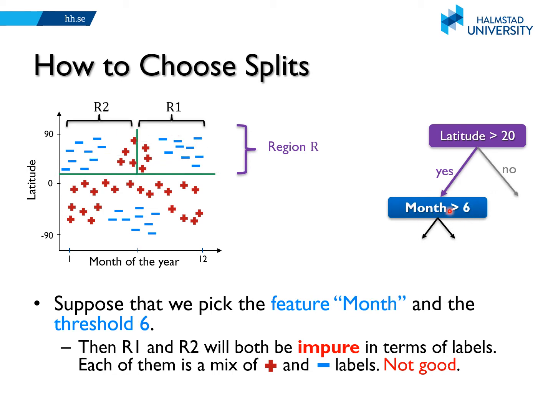Let's try another feature and threshold. So we are asking now, is the month larger than 6? So this corresponds to splitting the region R into two regions based on the month. So again here, we obtain two subregions R1 and R2 that are impure in terms of labels, because each of them contains a mix of different class labels. So again, this is not a good choice.